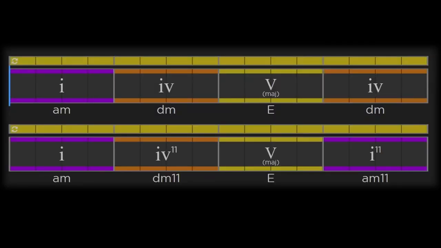In the next progression, I'll introduce the 1 minor 11th chord. The first four bars will be a simple 1, 4, 5, 4. In the last four bars, the first four will become a minor 11th, and the final bar will be replaced with the 1 chord minor 11th. Coming back to the 1 minor 11th provides a sad link back to the standard triad on repeat.